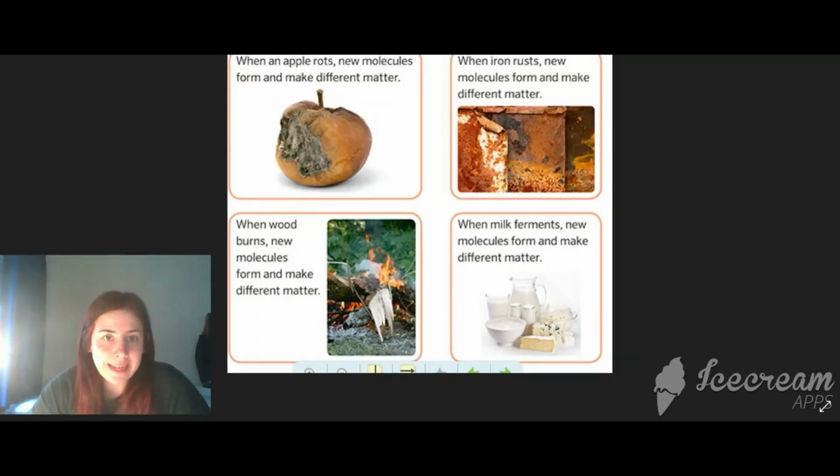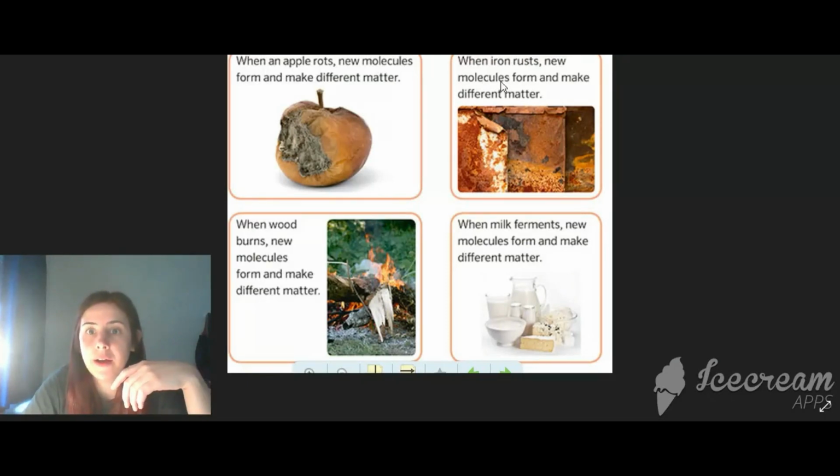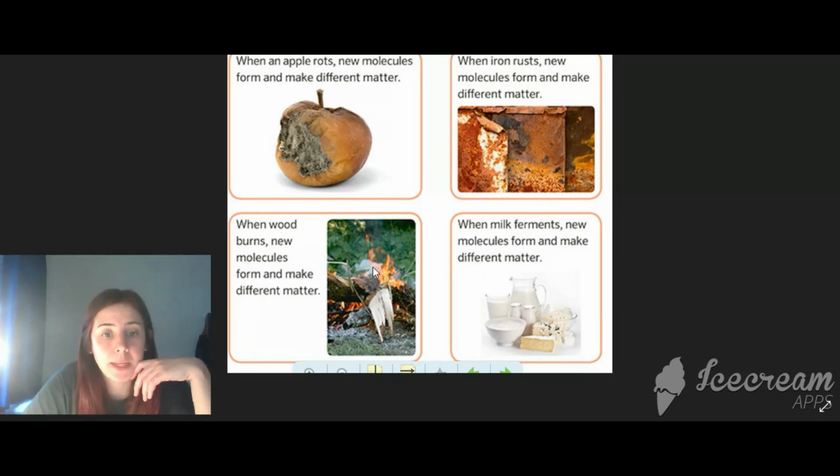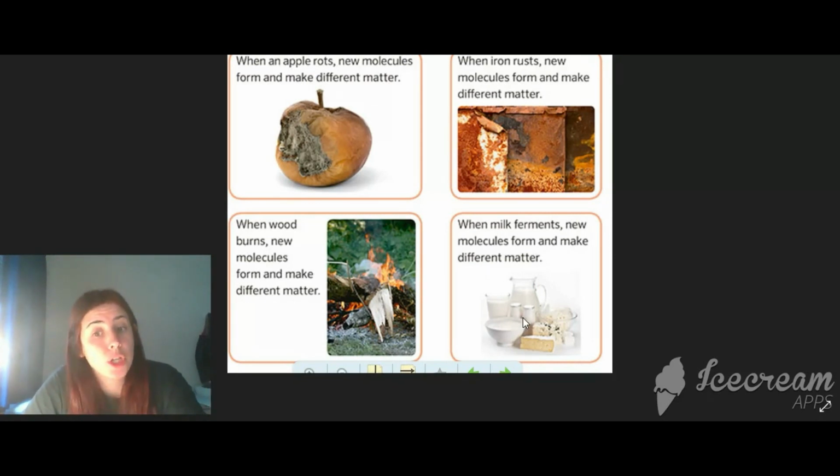But let's see what is a chemical change. For example, you have here an apple. Okay, when an apple rots, the new molecules form and make something different. When iron rusts, this is the iron when it rusts, the new molecules form and make different matter. And for example, when the wood burns, you are burning the wood, the new molecules form and make different matter. Maybe here, the new matter is the ashes. And when the milk ferments, new molecules form and make a different matter. When you ferment the milk, you can have cheese or butter or cream. And it's not milk anymore. It's new molecules. There are new molecules.